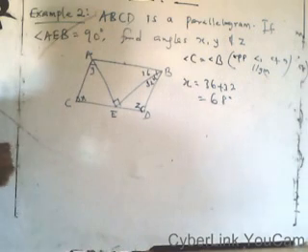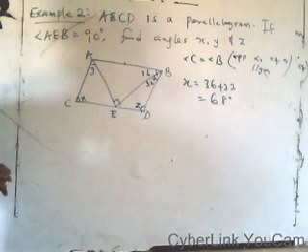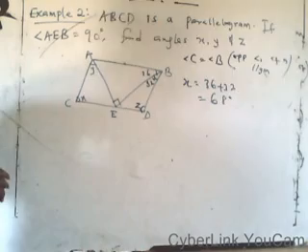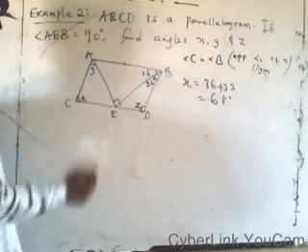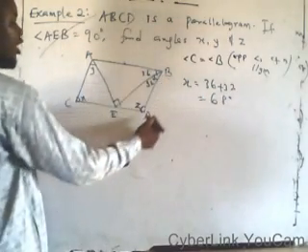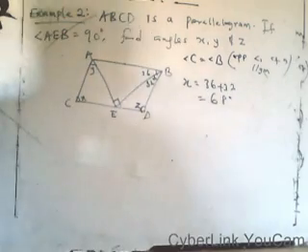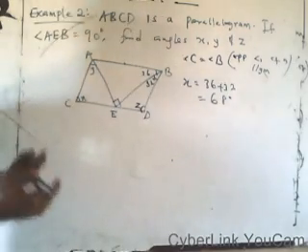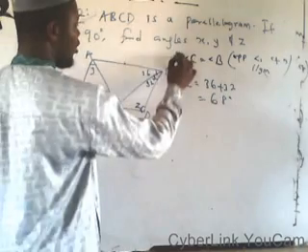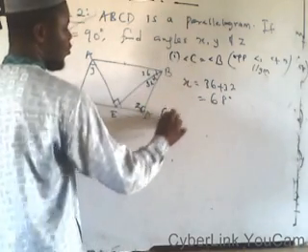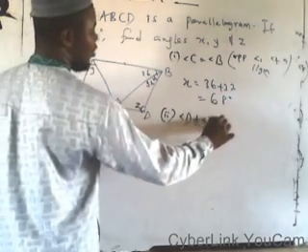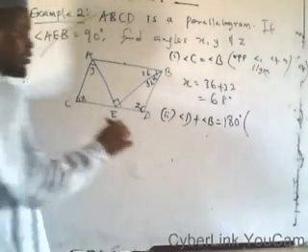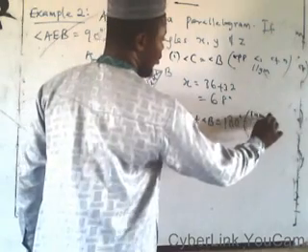If x is 68 degrees, we know the value of z. I say yes, because when you sum your angle B and your angle C together, you are going to get 180 degrees. Why? Because they are co-interior angles. So for the second one, we know that angle D plus angle B equals 180 degrees. Why? Sum of co-interior angles.